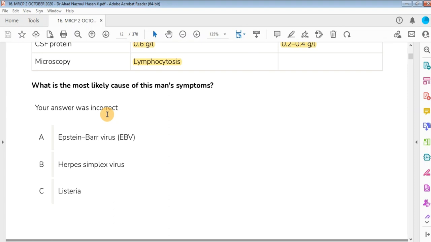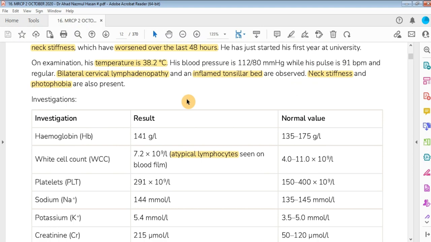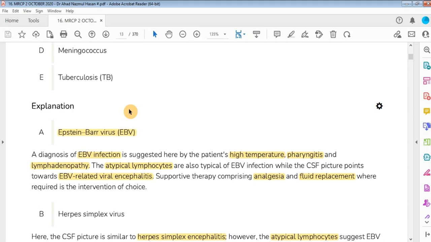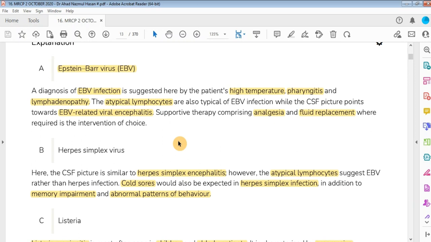A diagnosis of Epstein-Barr virus infection is suggested here by the patient's high temperature, pharyngitis, lymphadenopathy. So this patient is also having the features of pharyngitis, inflamed tonsillar bed, bilateral cervical lymph nodes. This can also be explained with the help of Epstein-Barr virus infection. The atypical lymphocytes are also typical of Epstein-Barr virus when the CSF picture points towards Epstein-Barr virus-related viral encephalitis. Supportive therapy comprising analgesia and fluid replacement where required is the intervention of choice.